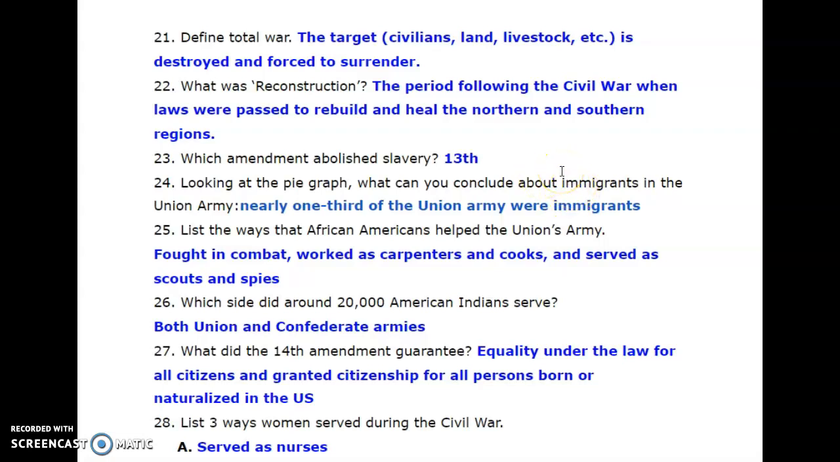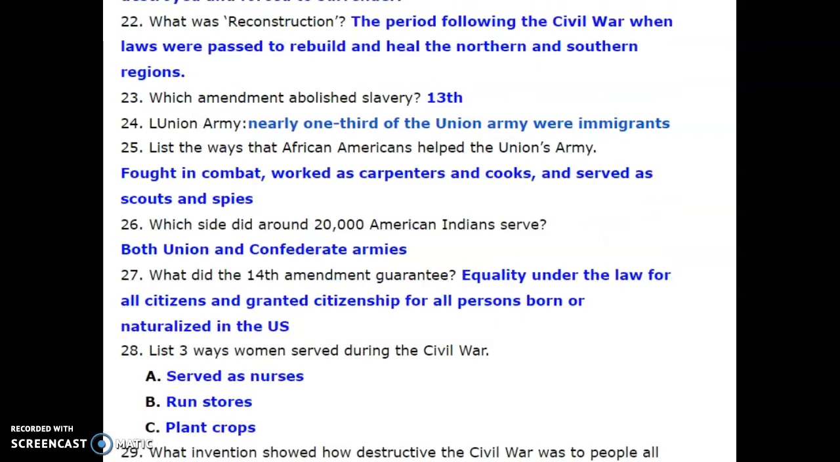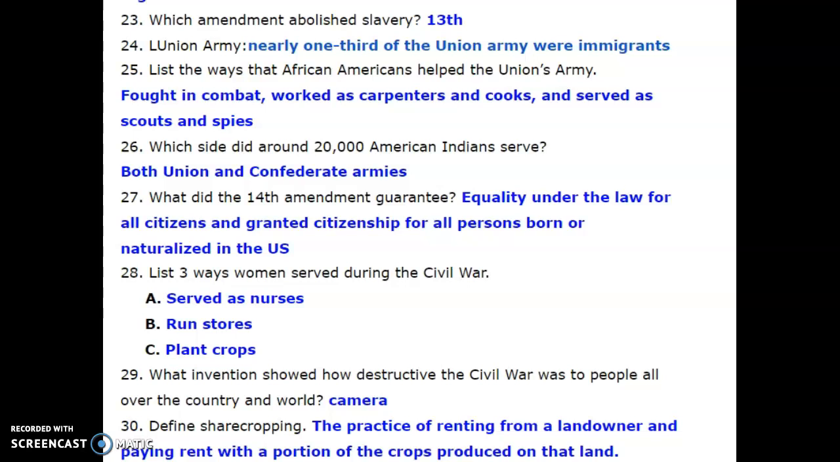And we certainly saw that in Sherman's march through the South, where he's going to burn and destroy every plantation home and plantation crops and things of that nature, and then free slaves as he cuts a swath, really, of destruction through the South from Tennessee all the way to the coast of Georgia. All right. Which amendment abolished slavery? That's the 13th Amendment.